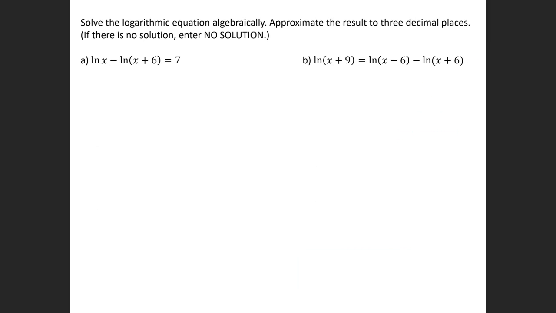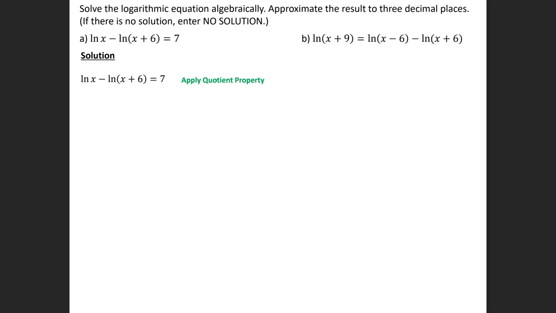All right, let's look at these two. So keep on practicing solving logarithmic equations. A: natural log of x minus the natural log of x plus 6 is equal to 7. So for me, before I get started, I'm going to condense the left side, now that I have some new properties that I can use to get only one log. So I'm going to apply my quotient rule because I have two logs that have the same base that are being subtracted. And that says that it's the same thing as the natural log of x divided by x plus 6 is equal to 7.